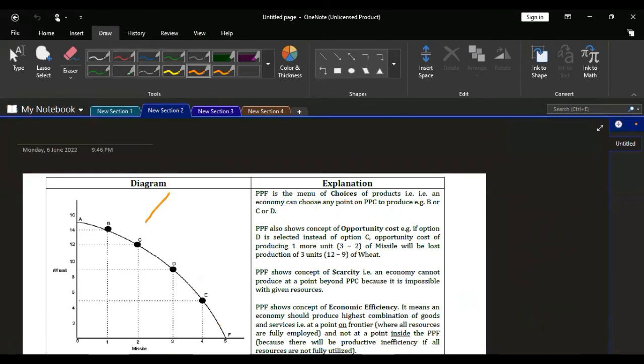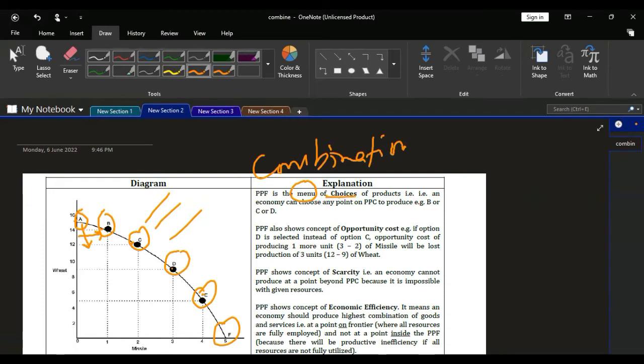Similarly, such a graph will be made when you join all these points of combination. This is combination A, B, C, D, E, and F, showing different levels of production at which the quantity of one good is increasing and the quantity of the other good is decreasing. You see that the quantity of one good is increasing and the other is decreasing. PPC is a menu, or a combination or chart of choices of product. That is, an economy can choose any point of PPC to produce.